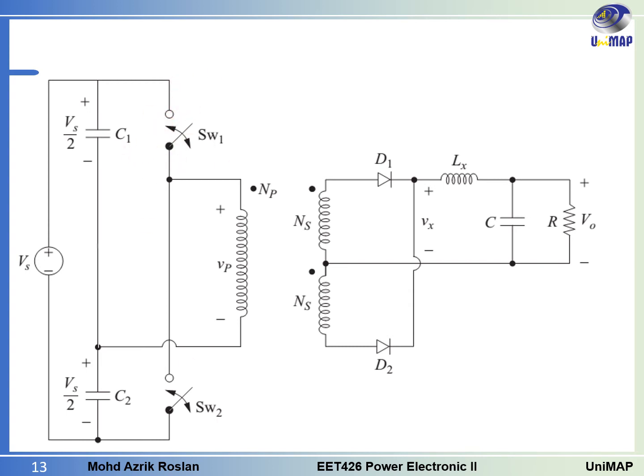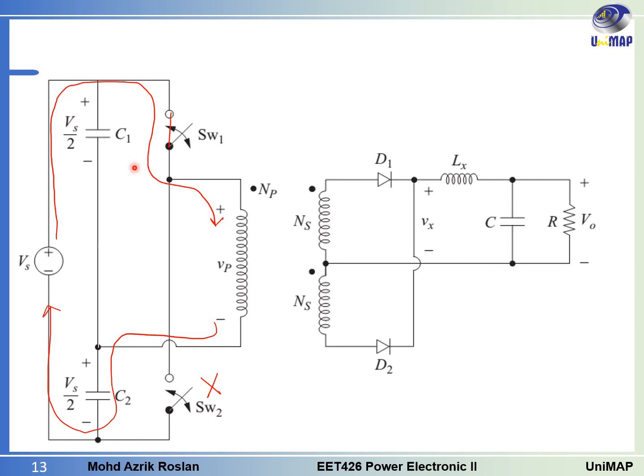For the operation of this half bridge converter, when switch 1 is closed, it will be a short circuit, and the other one will be open, so the current will flow from this voltage source into this winding, and then it will go out and flow like this. The voltage applied to the primary winding, from this point to this point, will be Vs over 2.